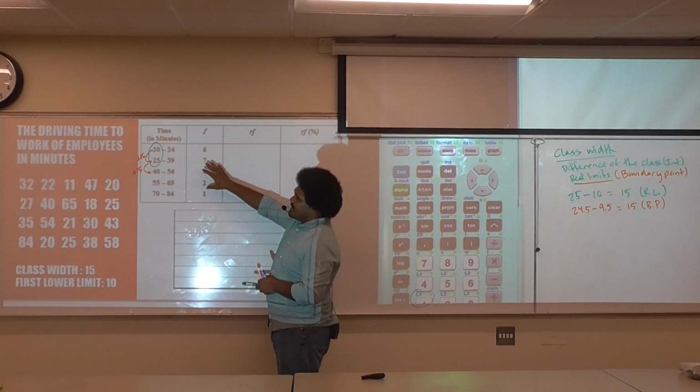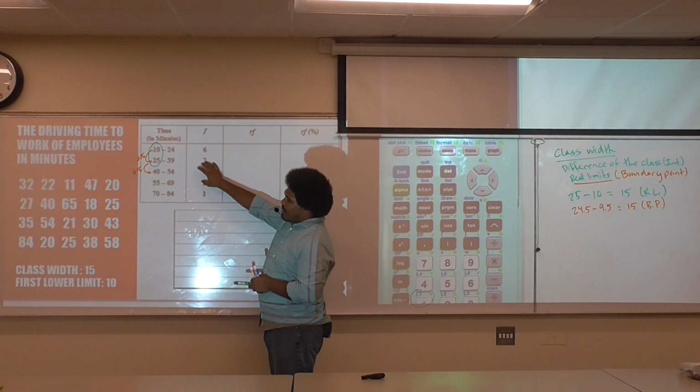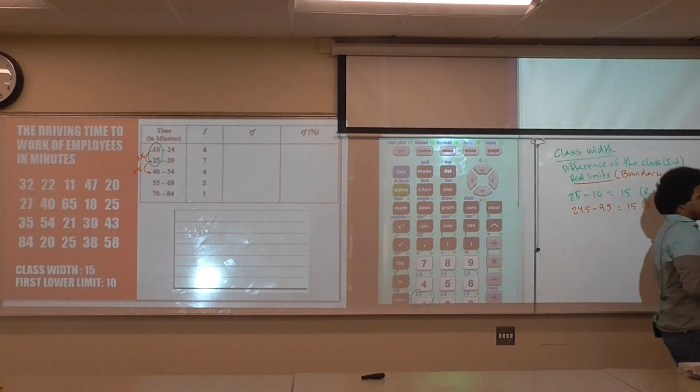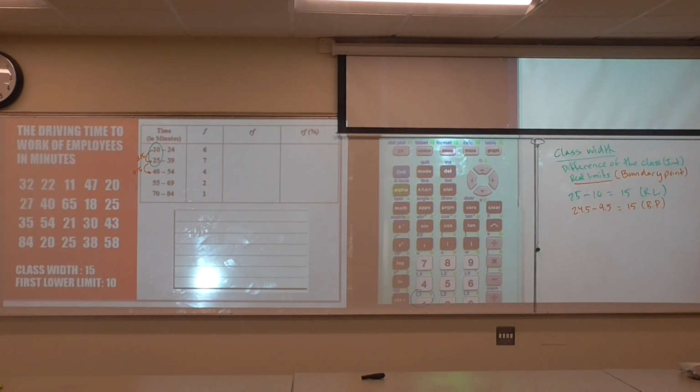So now, once again, how do I graph this histogram? Well, since I know the class width, now I could actually put it into the graph, like we did before. Okay. So what we do here, I'm going to do some adjustments.